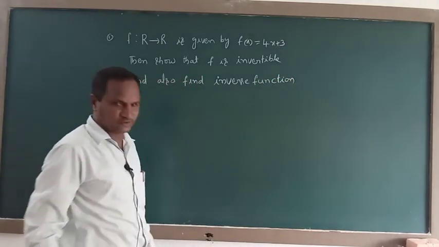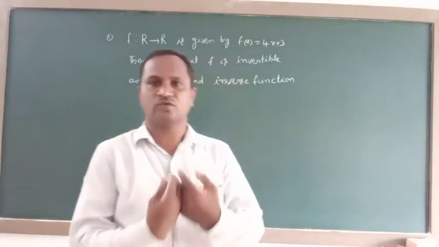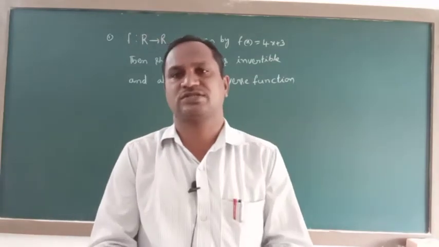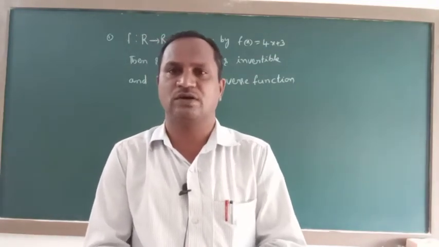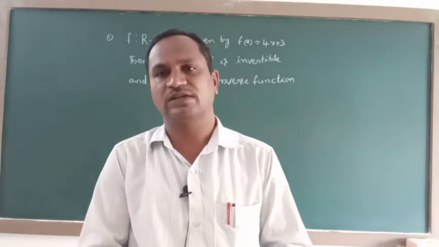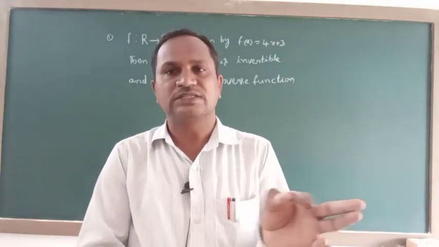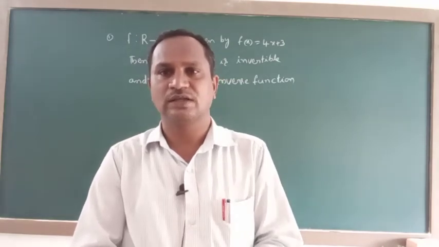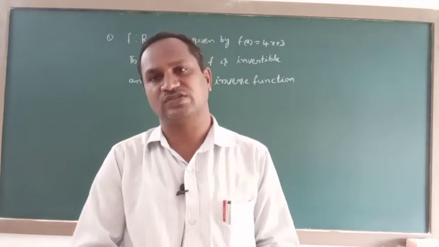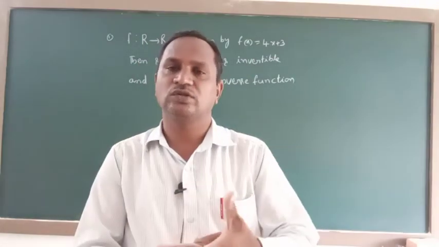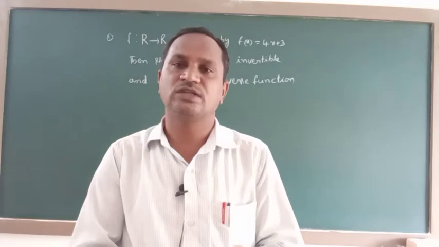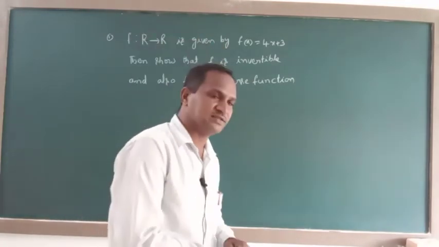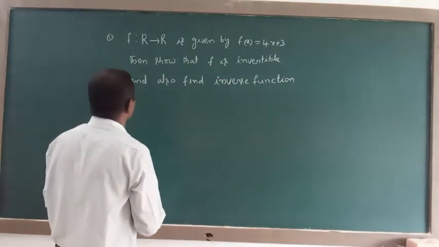And also find the inverse function here. First we have to show whether f is invertible or not. For f to have an inverse function, f must be a one-one function and f should be an onto function. If f is both of these, then only we can say f is invertible and the inverse function exists. Let us now discuss the one-one function.